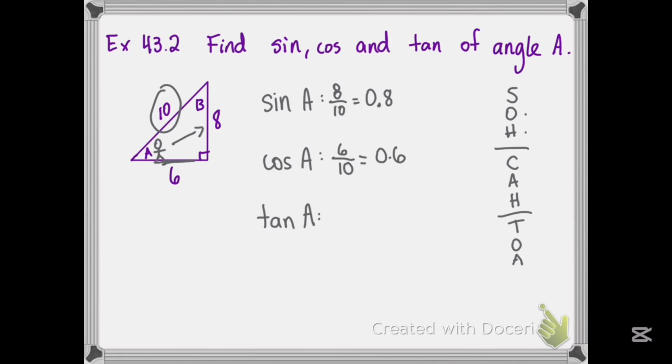And finally, tan is going to be opposite over adjacent. So opposite is 8 over adjacent 6. And if I put that in the calculator, I get 1.3 repeating. And that's all I have to do.